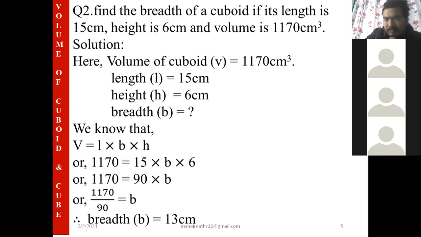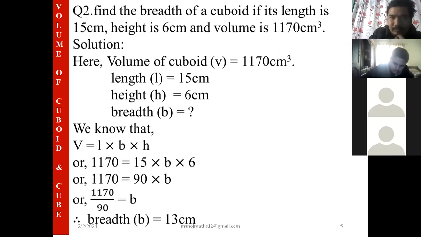Are you clear? Yes, sir. Okay, if you want to note down. Now let's see another one.